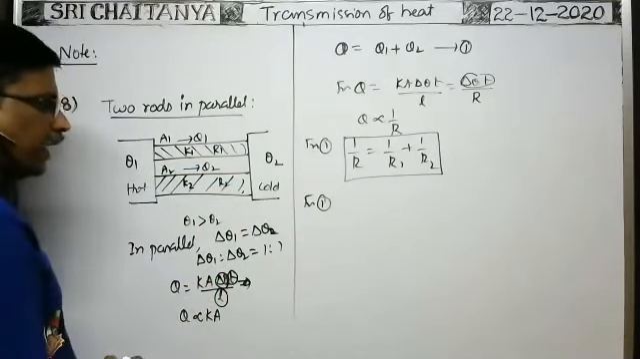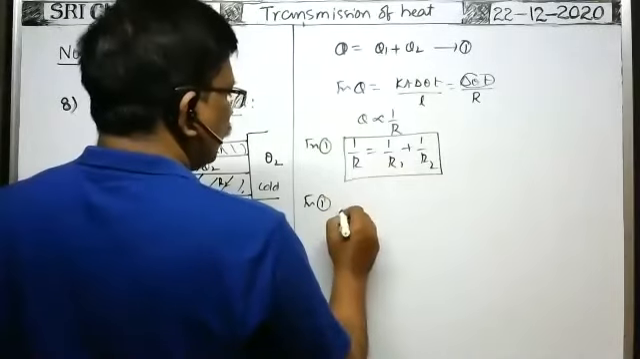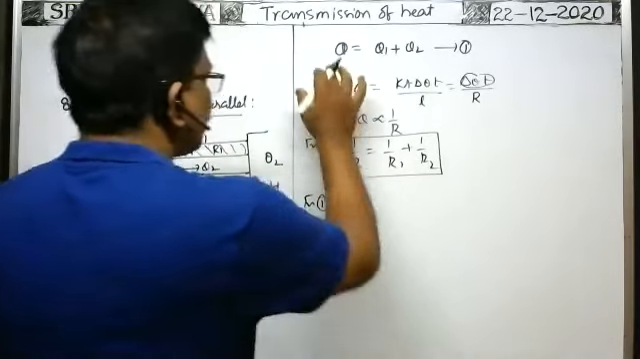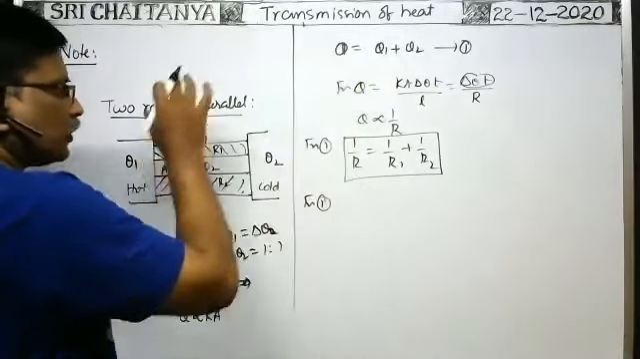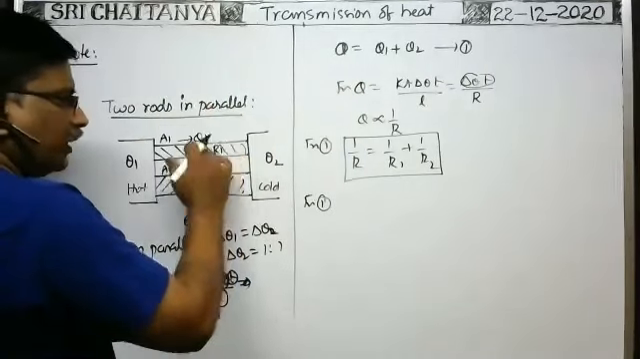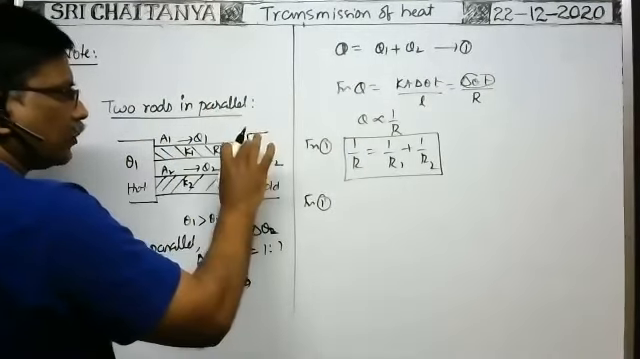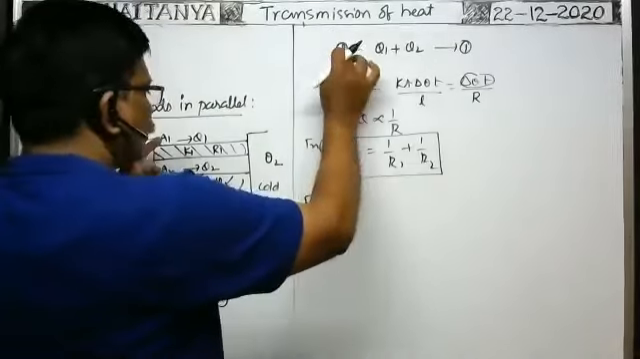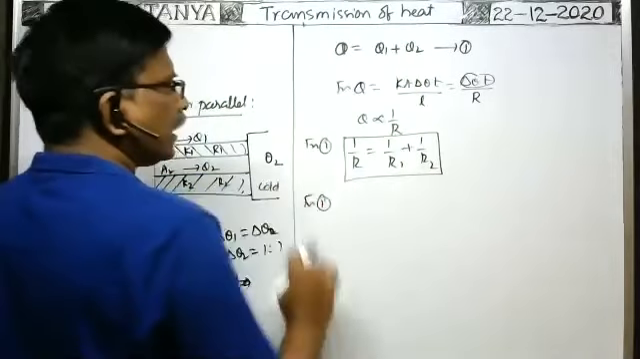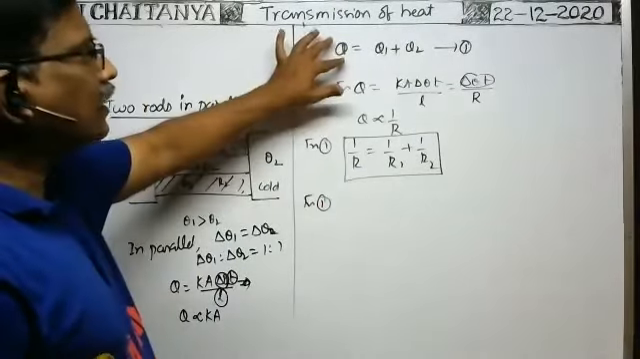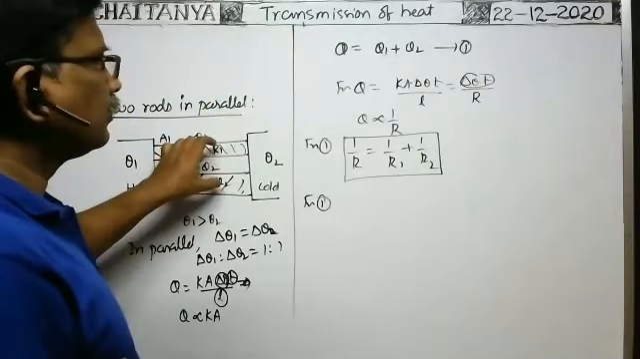So Q is proportional to Ka. Therefore, from this one, the effective coefficient is for the total heat energy transmitted through the single rod. When this single rod replaces the two rods, the heat energy passing through the single rod must be equal to the heat energy passing through the two rods. That's why it is the heat energy transmitted through the single rod.